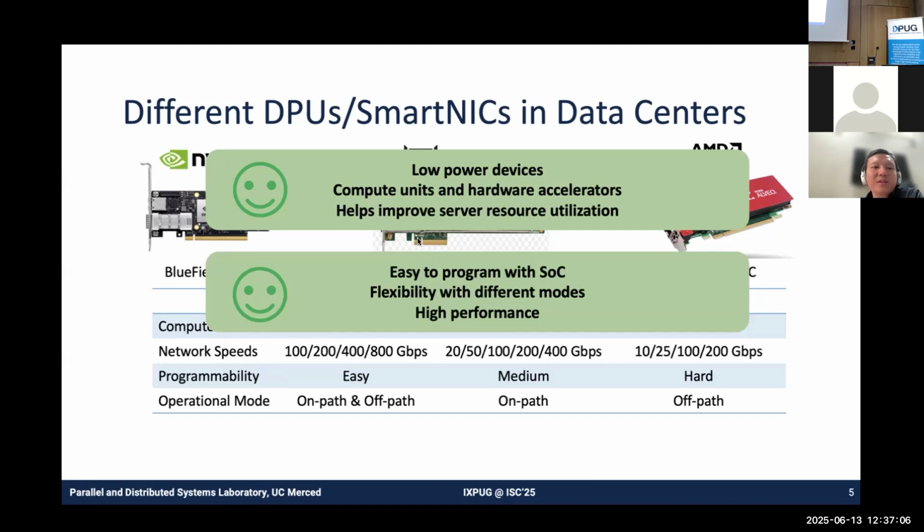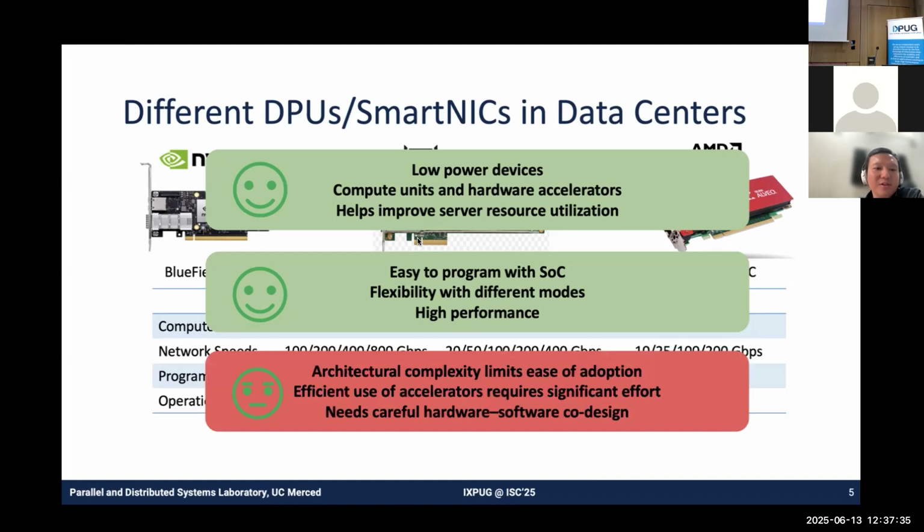Another good thing is that many of these DPUs provide SoC cores and general purpose computing units as well as operating systems. So relatively speaking, it's easier to program. And it provides many flexibilities for different modes. Compared with other solutions, performance-wise it is also good.